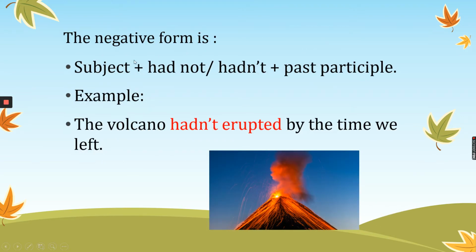The negative form is subject plus had not or hadn't plus the past participle of the verb. Example, the volcano hadn't erupted by the time we left.